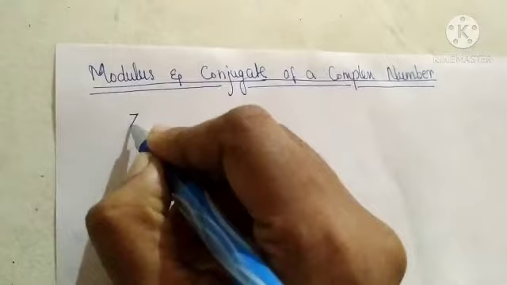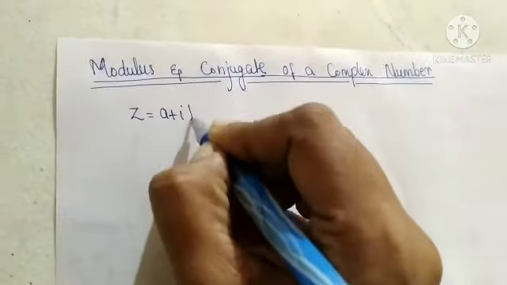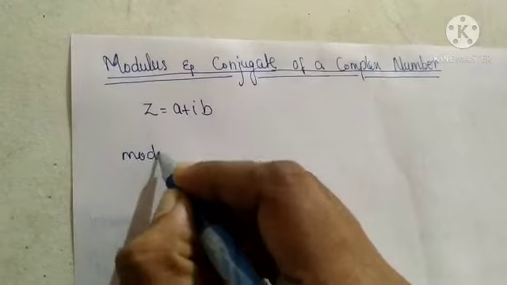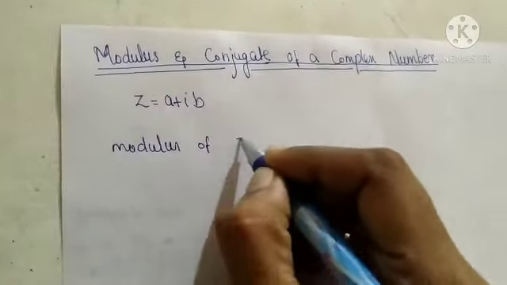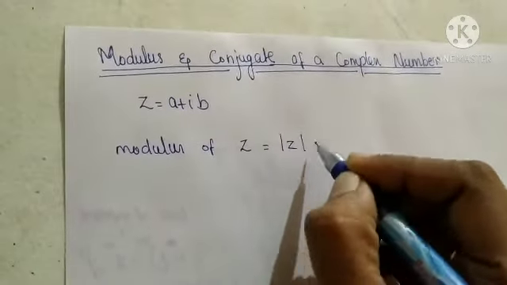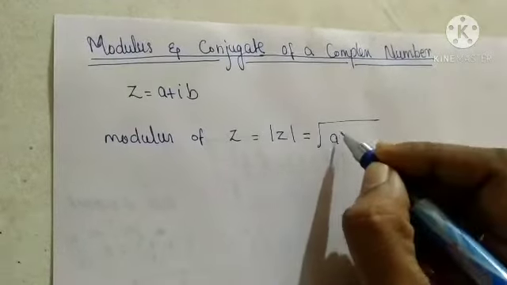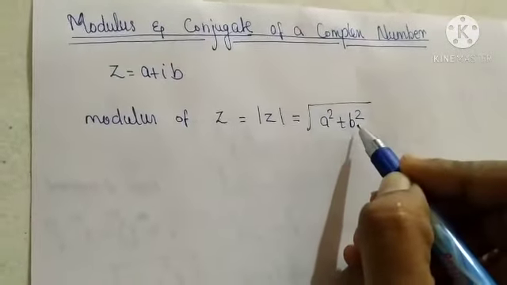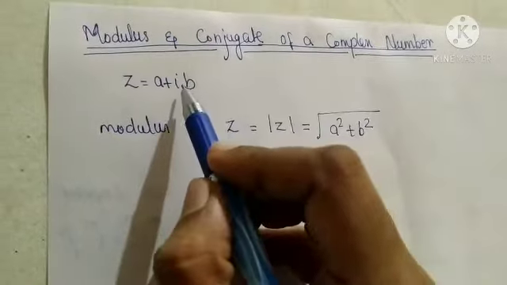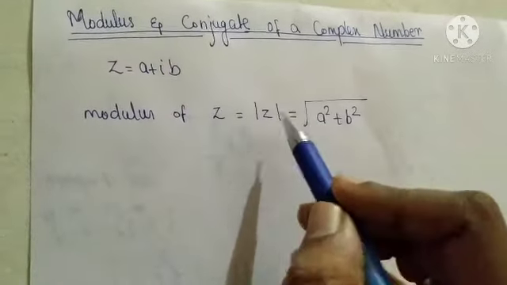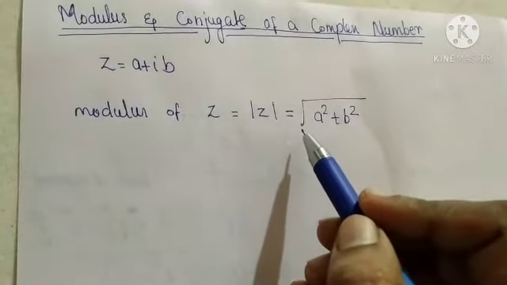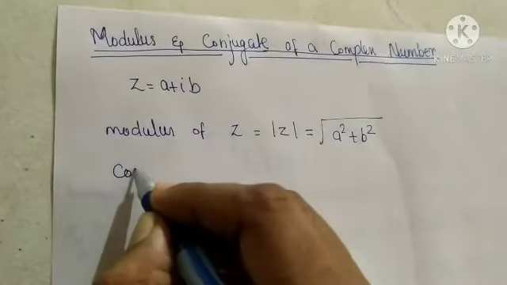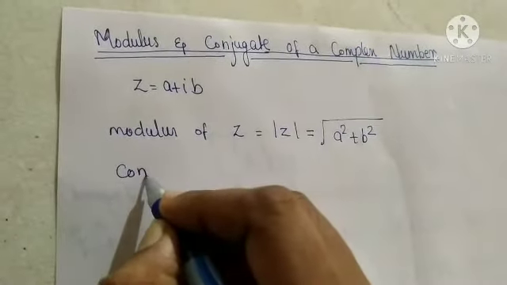Let z equal a plus ib. The modulus of z is denoted by mod z, which is equal to root of a square plus b square. Note that here I am not taking this i. Okay, so mod z equals root of a square plus b square.